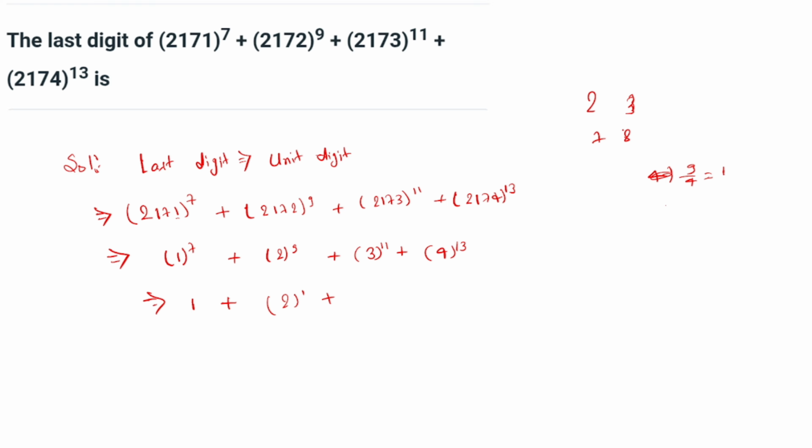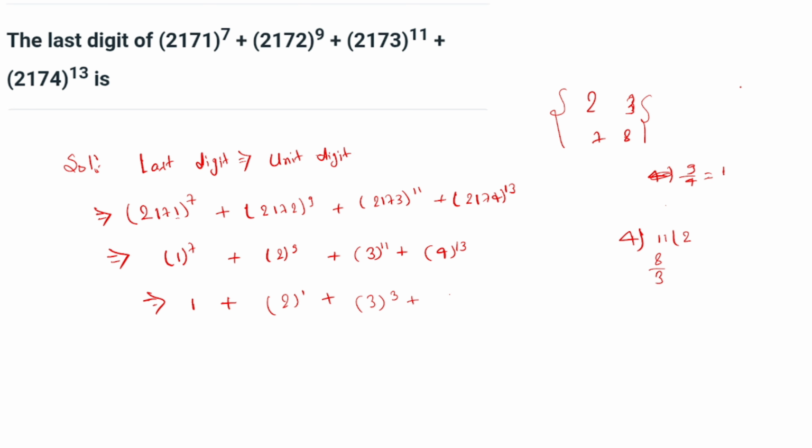Similarly for 3. We already said that if 2, 3, 7, 8 are given in the place of the unit digit, then we simply divide the power by 4, just like the 9 and 11 given as powers here. So 4 times 2 is 8, 11 minus 8 is 3, so 3 to the power 3. We can write like that, 3 to the power 3.